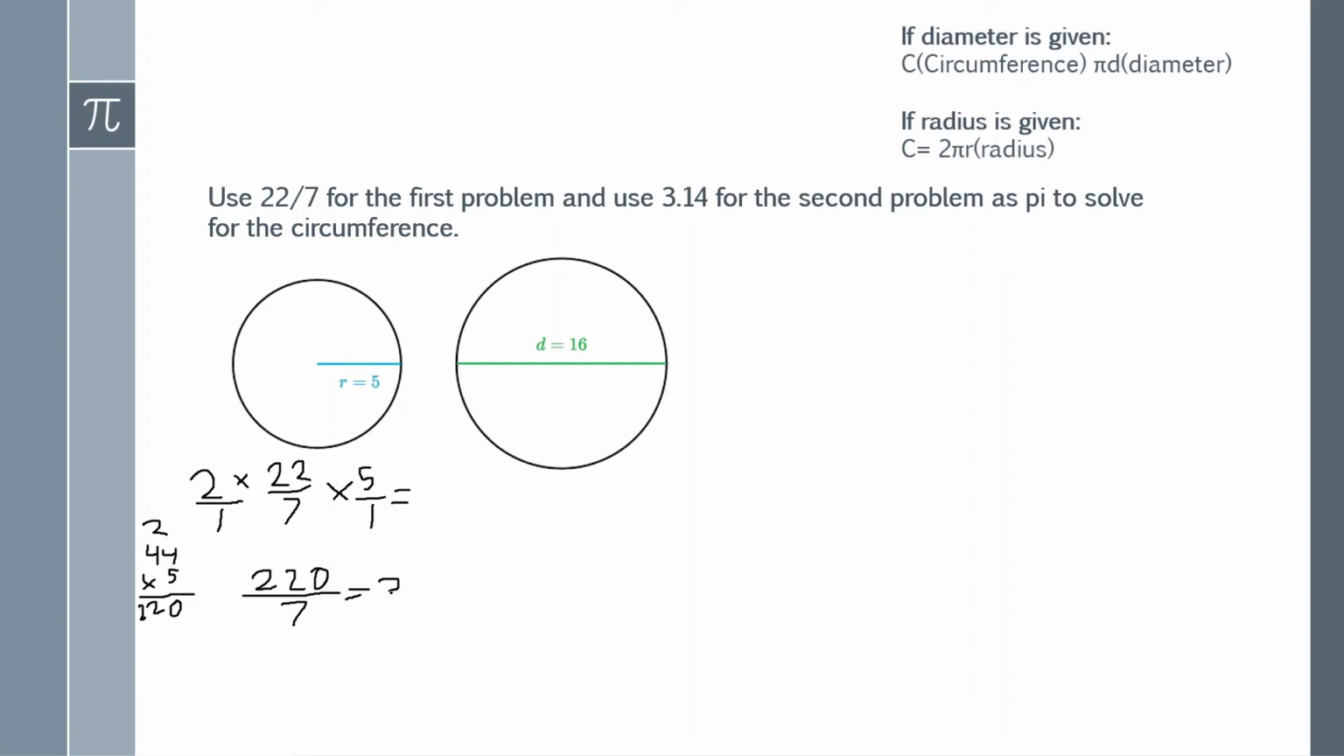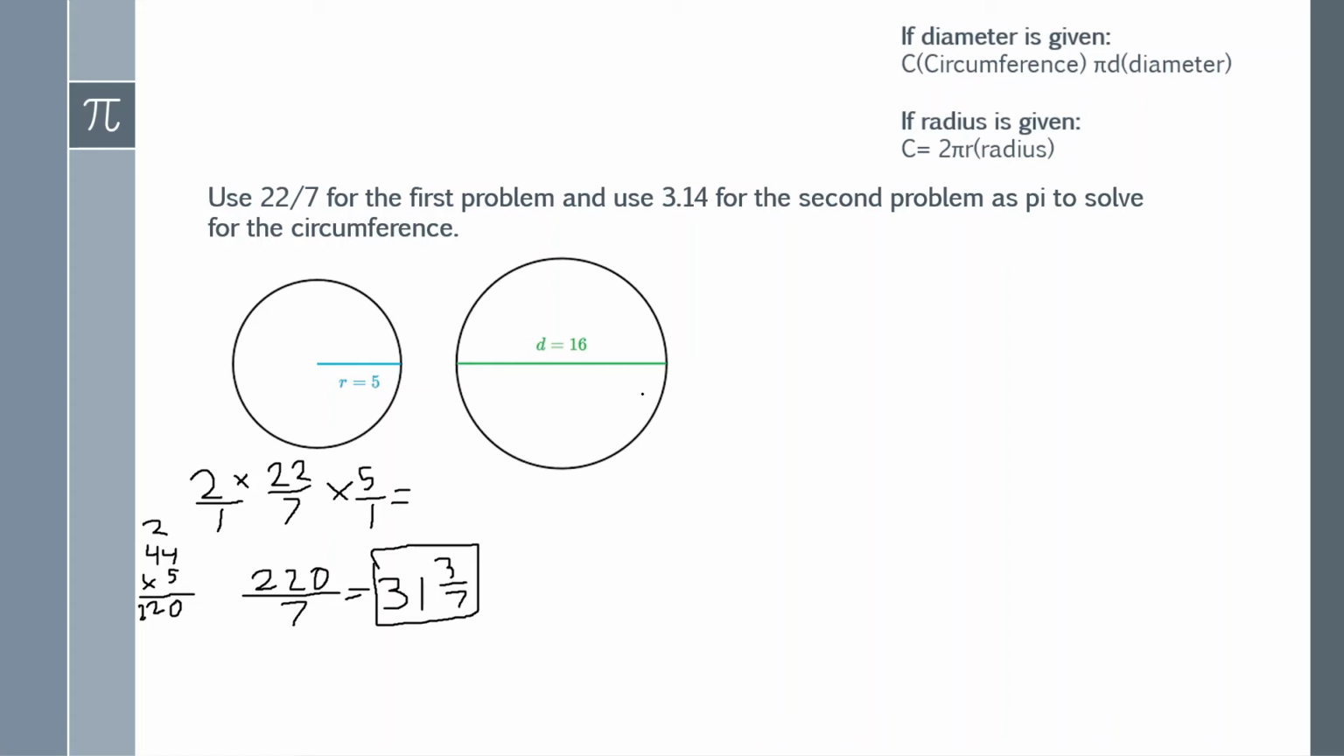So if you simplify, you know that 7 goes into 220 31 times. So 31 times 7 is 217. You'd have 3 left over, so you'd get 31 and 3/7. And if you want to check if you simplified it correctly, you multiply 31 and 7, and then you add the 3. So if we multiply 31 and 7, we would get 217, and if we add the 3, we get 220, and then 7, this number still stays as the denominator. So yeah, this would be the answer for this one.